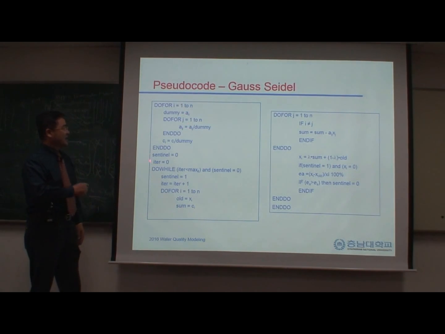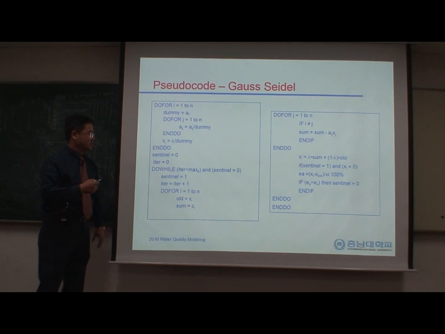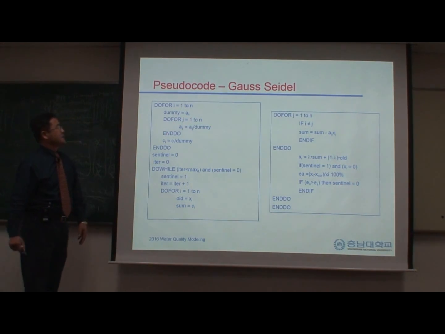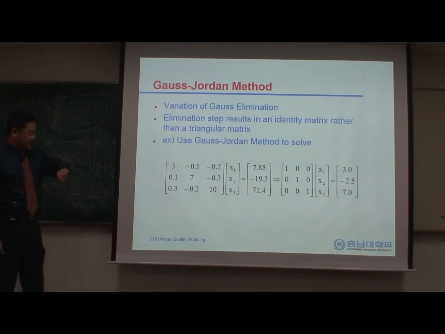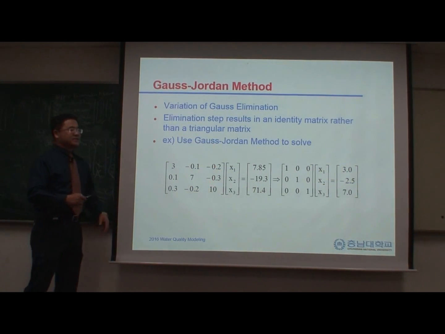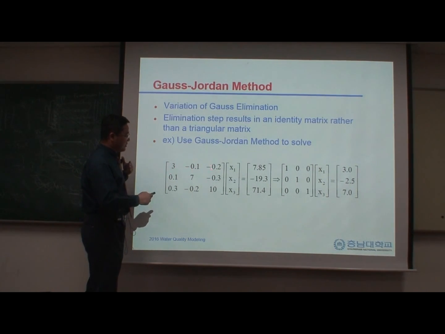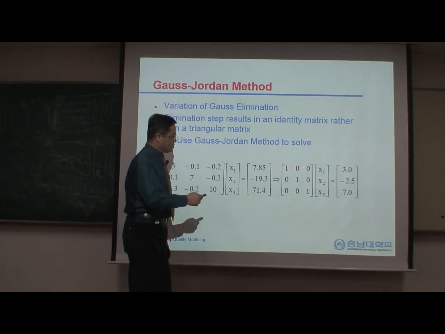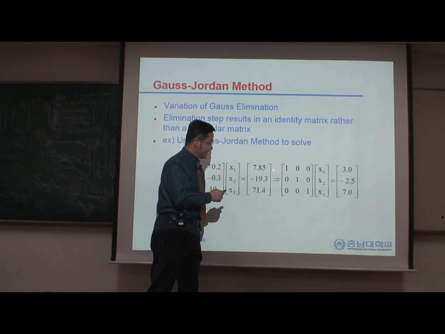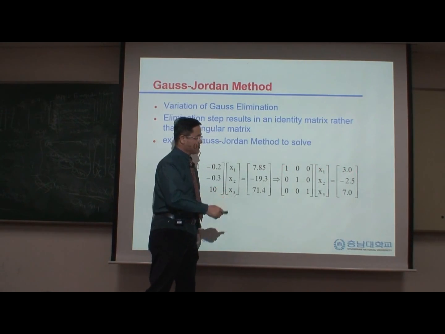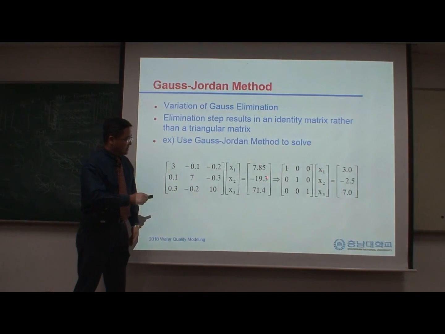And also they have a kind of pseudocode you can follow. This is the Gauss-Jordan method, and this one is the inverse matrix. You can transform your matrix like that. Once you have this form, if you multiply this row and this column, this one is x1. x1 is 3.0, right? And then next, x2, which is minus 2.5, and minus 7.